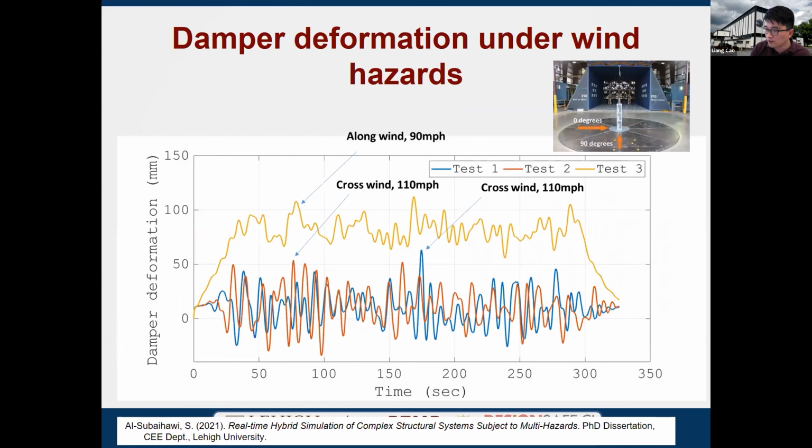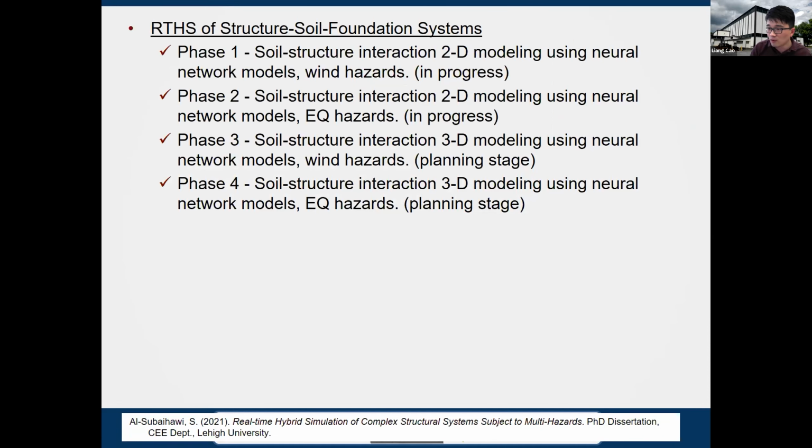And here are some damper deformations under different wind hazards, for the viscous damper we physically model in the lab. For the along-wind case, we reduced the wind speed to give a reasonable range because the damper has a physical limit. You can see there are some permanent damper deformations even under the wind because of the nonlinearities of the soil. This also highlights why we want to model the soil and consider soil-structure interactions.